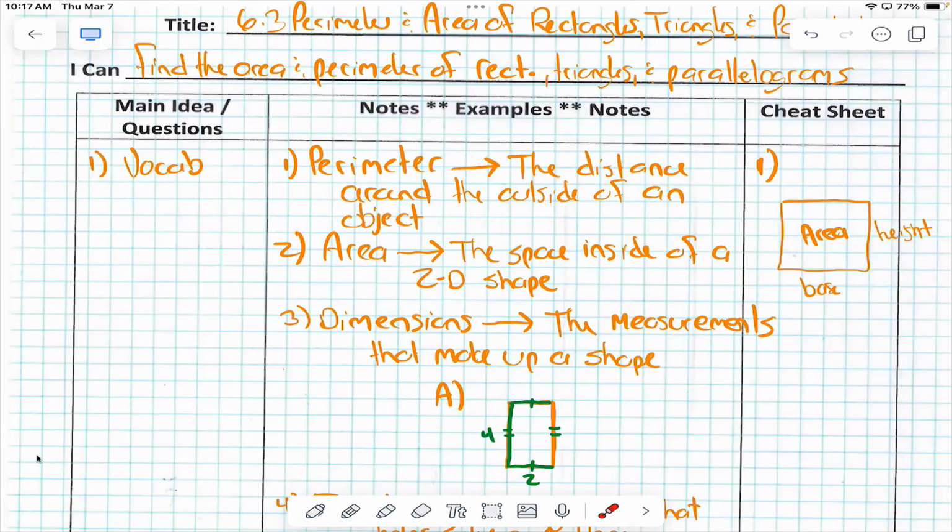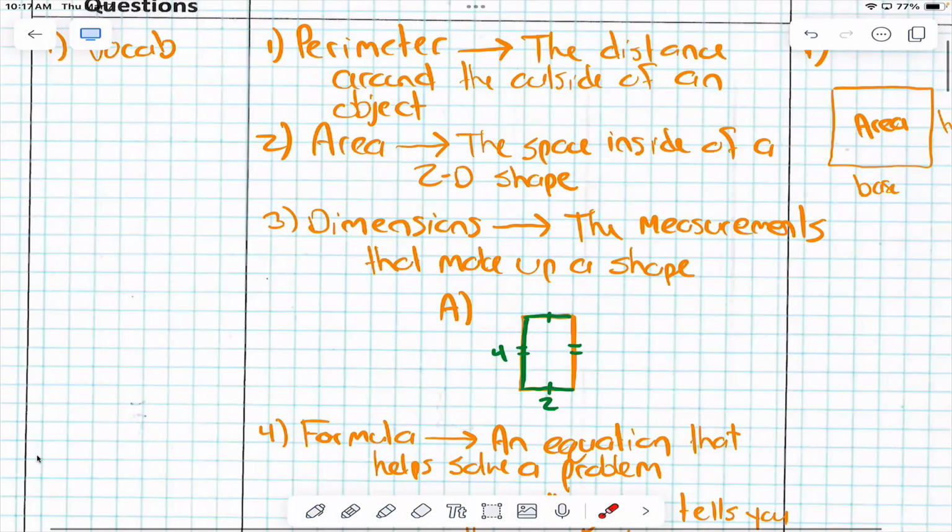So if perimeter is the distance around the outside of an object, what is the space inside of an object called? Area. It's called area.